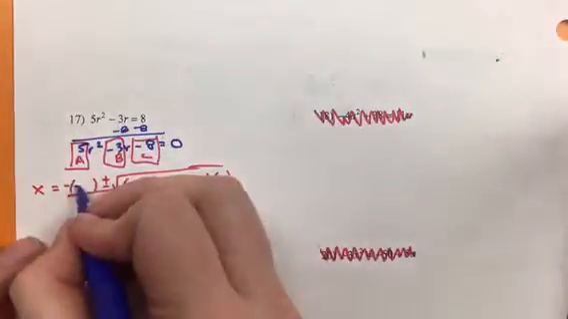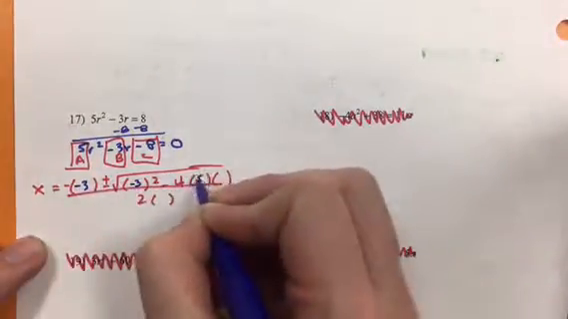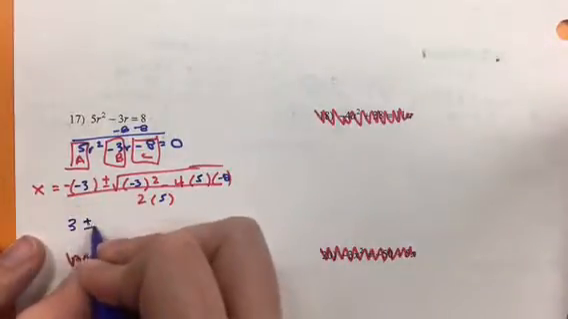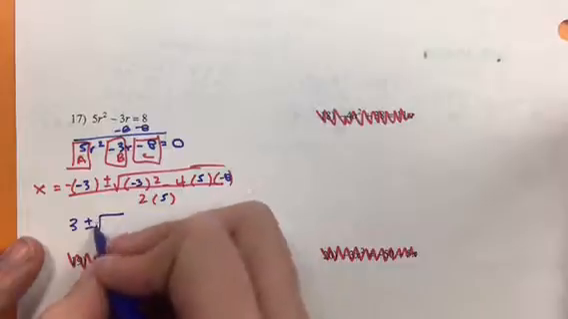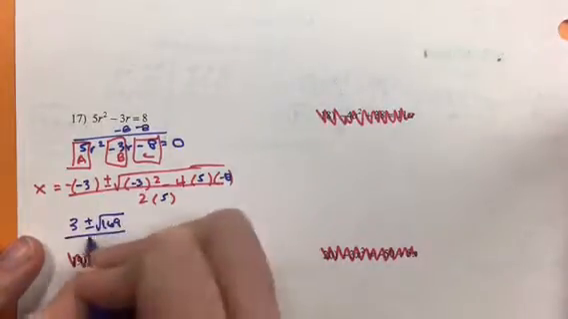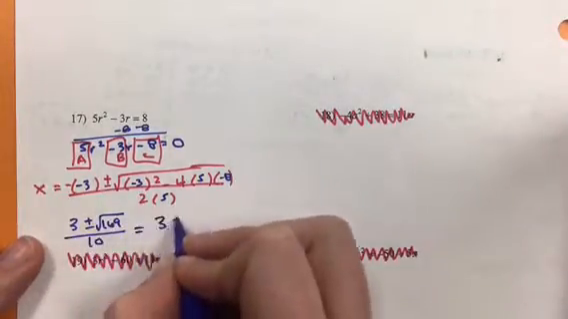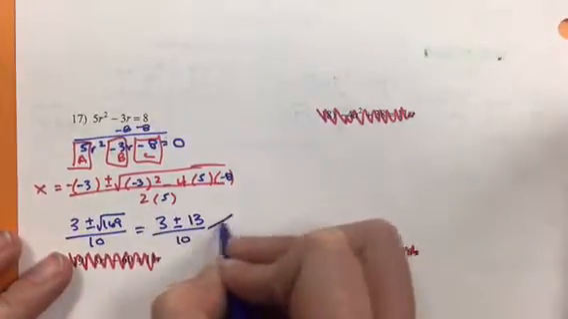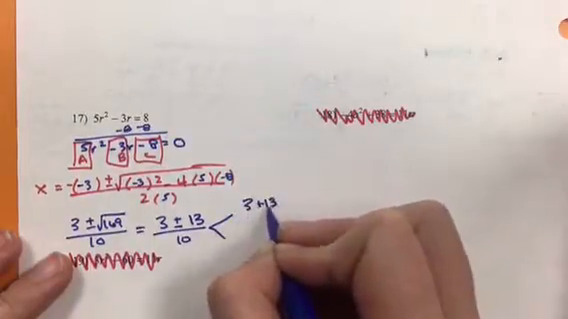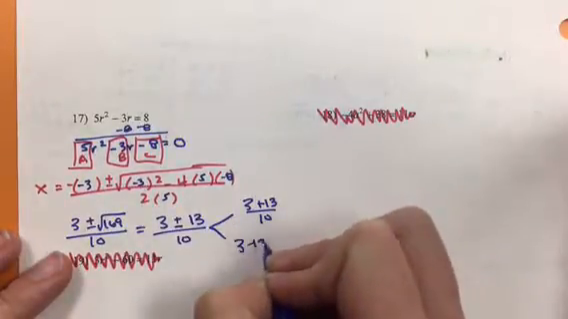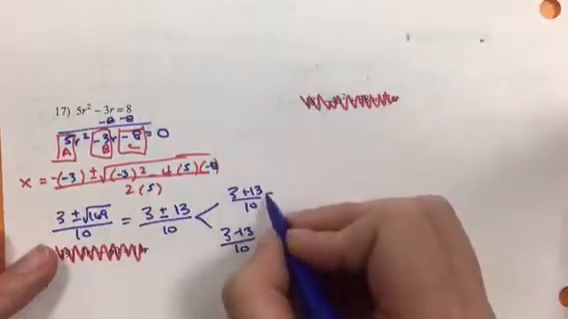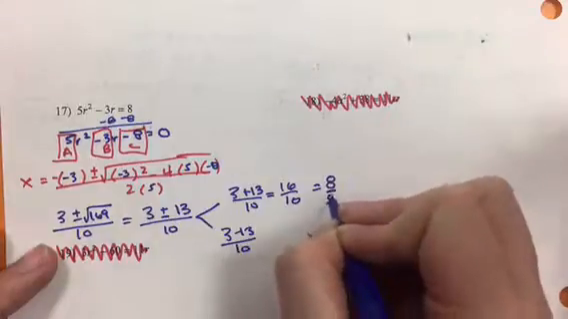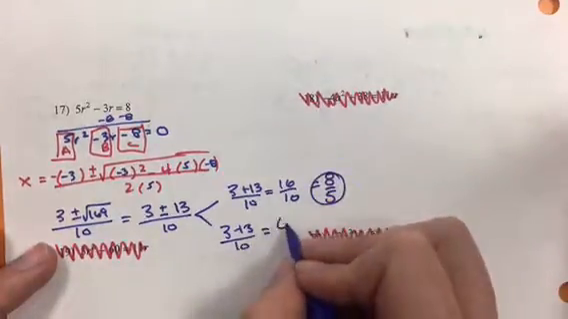Plug them in. Negative 3, over 2a. Two negatives make it positive, plus or minus the square root of 169 over 10, which equals 3 plus or minus the square root of 169 is 13 over 10. 3 plus 13 over 10, 3 minus 13 over 10, equals 16 over 10, which is 8 over 5.